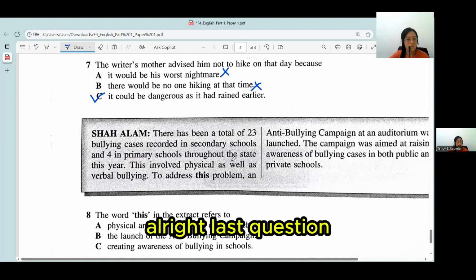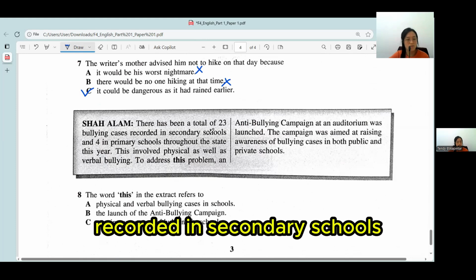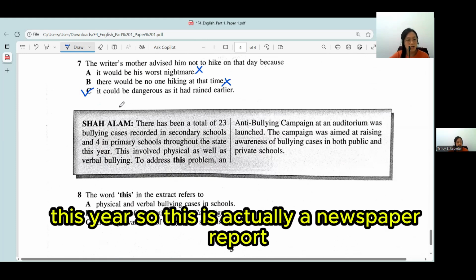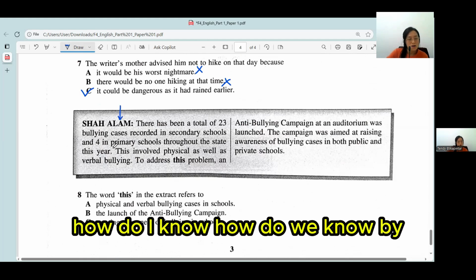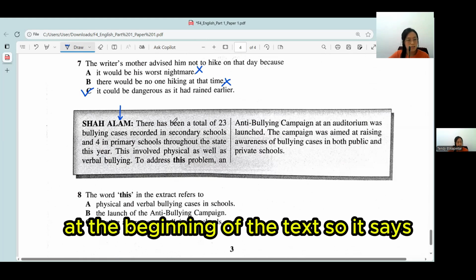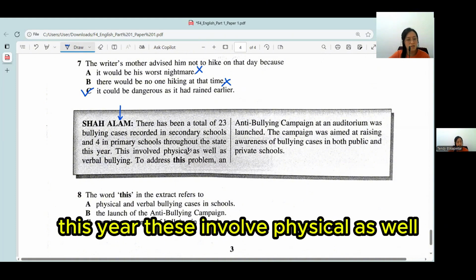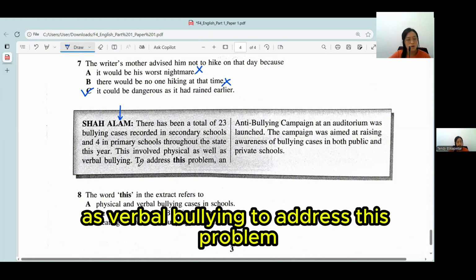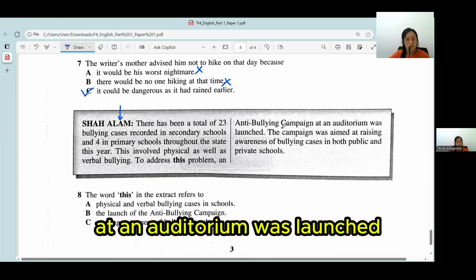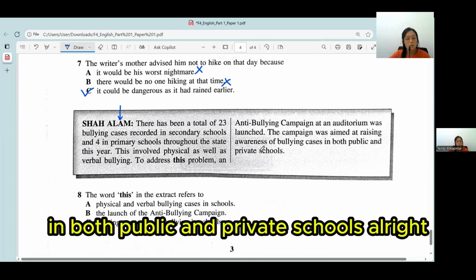Alright, last question. Shah Alam. There has been a total of 23 bullying cases recorded in secondary schools and 4 in primary schools throughout the state this year. So this is actually a newspaper report. How do we know? By looking at the location that is stated at the beginning of the text. So it says there has been a total of 23 bullying cases throughout the state this year. This involved physical as well as verbal bullying. To address this problem, an anti-bullying campaign at an auditorium was launched. The campaign was aimed at raising awareness of bullying cases in both public and private schools.